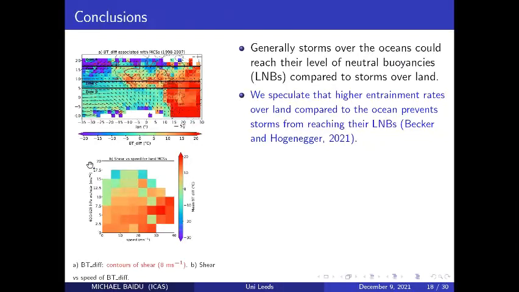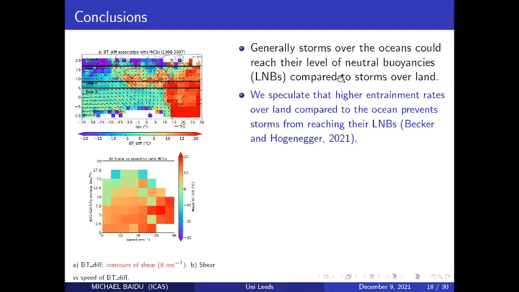The 2D histogram plot that I have here at the bottom is just the representation of the effect of shear on brightest temperature statistically. So I show that as the shear increases, the brightest temperature decreases clearly for all the storms over the land.